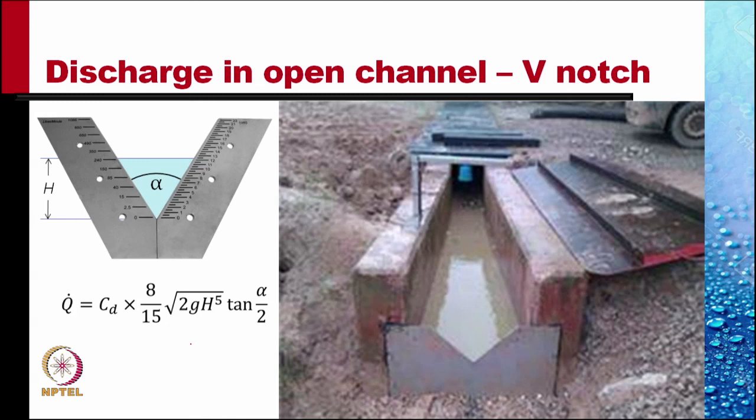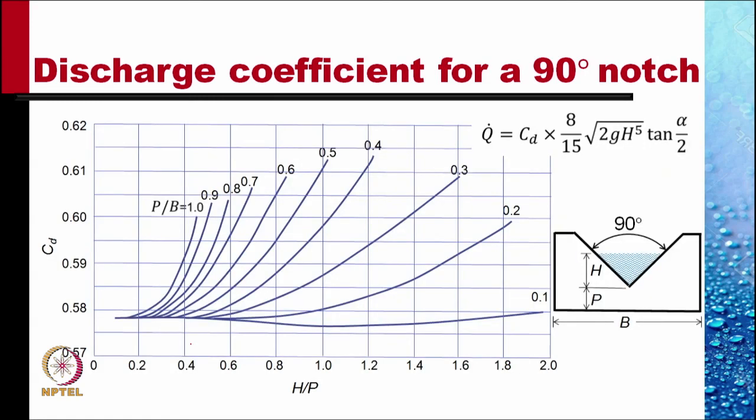This weir plate has been directly calibrated into discharge rate. Here, the flow rate is proportional to H raised to the power 5 by 2, as against H raised to the power 3 by 2 in the rectangular notch that we saw in the last example. These are the typical discharge coefficients for a 90 degrees notch.